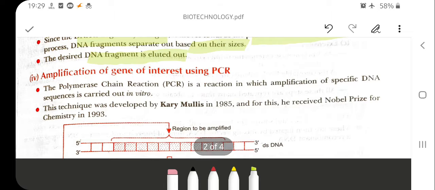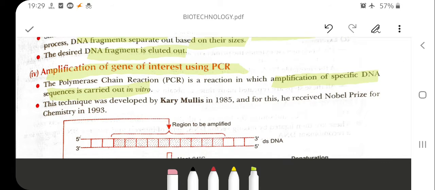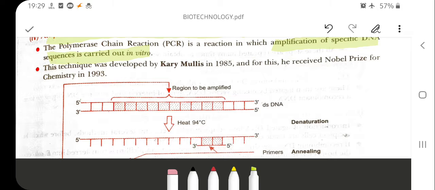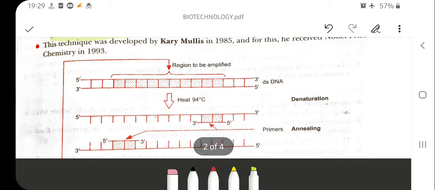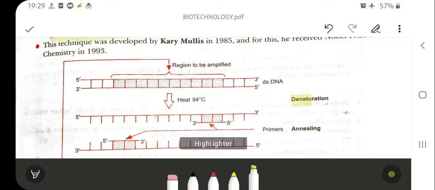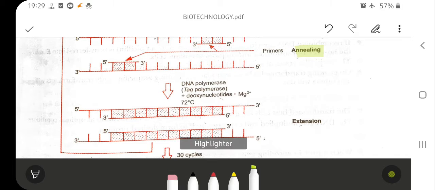The next is a very important step, that is the amplification of the gene of interest by using the method PCR, that is your polymerase chain reaction. It is a reaction in which amplification of a specific DNA sequence is carried out in vitro. It was developed by a very well-known scientist, and it has three steps, that is denaturation, annealing, and the last step is your extension.